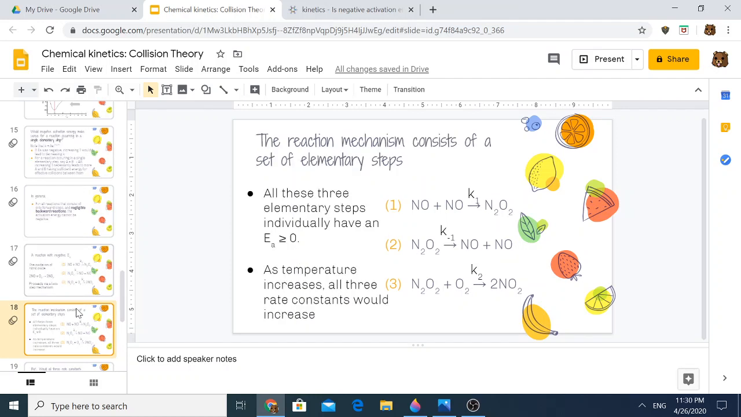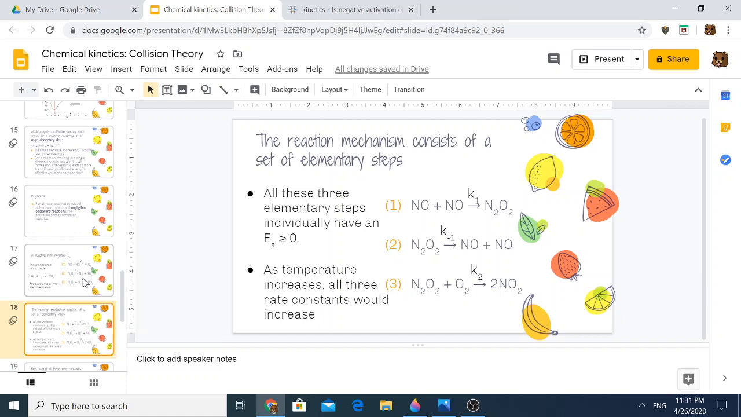Since all three steps, whether it's the forward steps or the reverse steps, are elementary reactions, they are all elementary reactions. All of them must have an activation energy individually that is at least equal to 0.